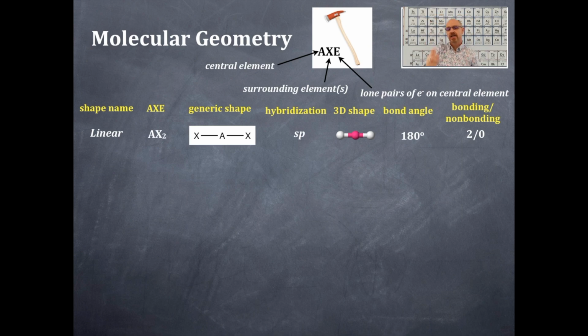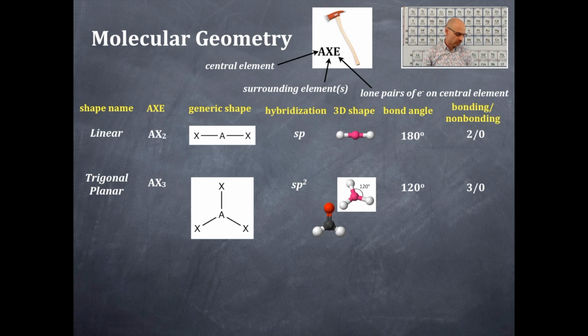Let's do the next one. Here's the next one right here. That is trigonal planar. So trigonal planar is AX3. You should see the generic Lewis dot structure with that A in the middle and 3 bonding pairs around it. It's sp2 hybridized. The ball and stick model is like what you see there. The bond angles are 120, and there are 3 bonding and 0 non-bonding pairs.